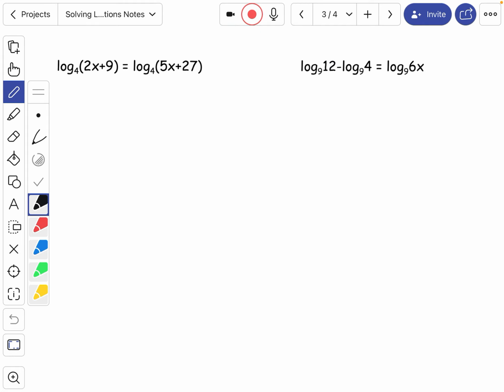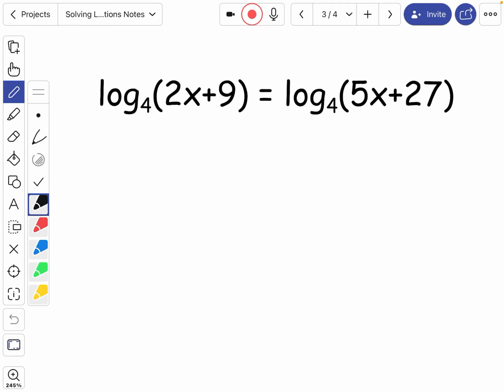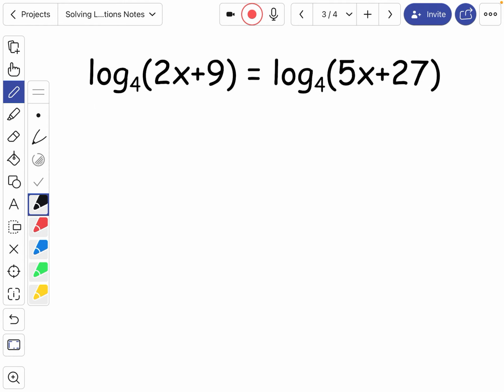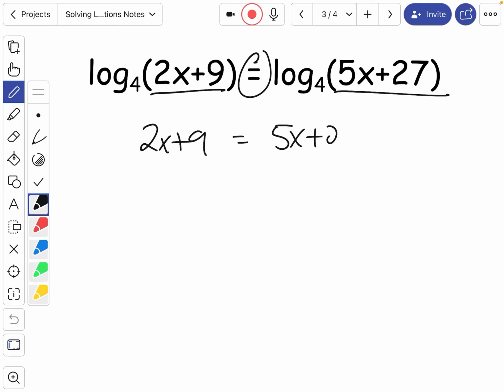Okay, next two. This example is pretty much just like the last one, so we'll go through it fairly quickly. They're both log base 4. One's log base 4 of 2x plus 9, one's log base 4 of 5x plus 27. That equal sign acts as a balance. That means everything on the left is the same as everything on the right. So 2x plus 9 is going to equal 5x plus 27.